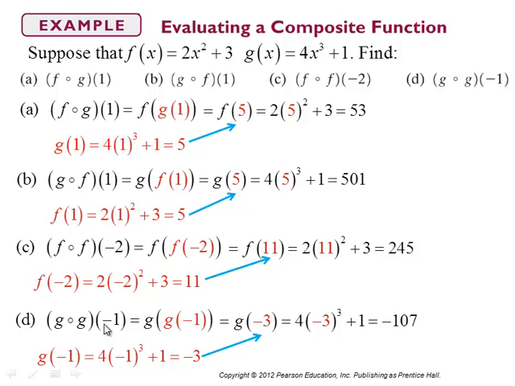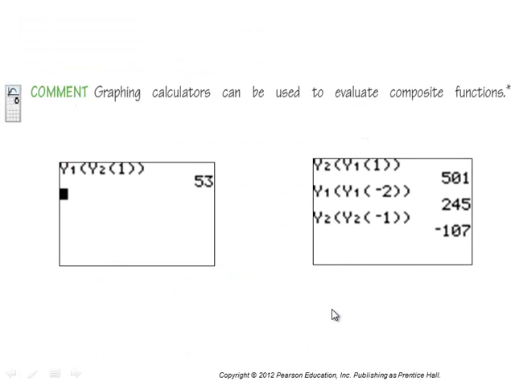And your g of g of -1 on your graphing calculator would have been your y sub 2 of y sub 2 of -1, which is -107. Okay, so that's how you can use your graphing calculator to evaluate composite functions.